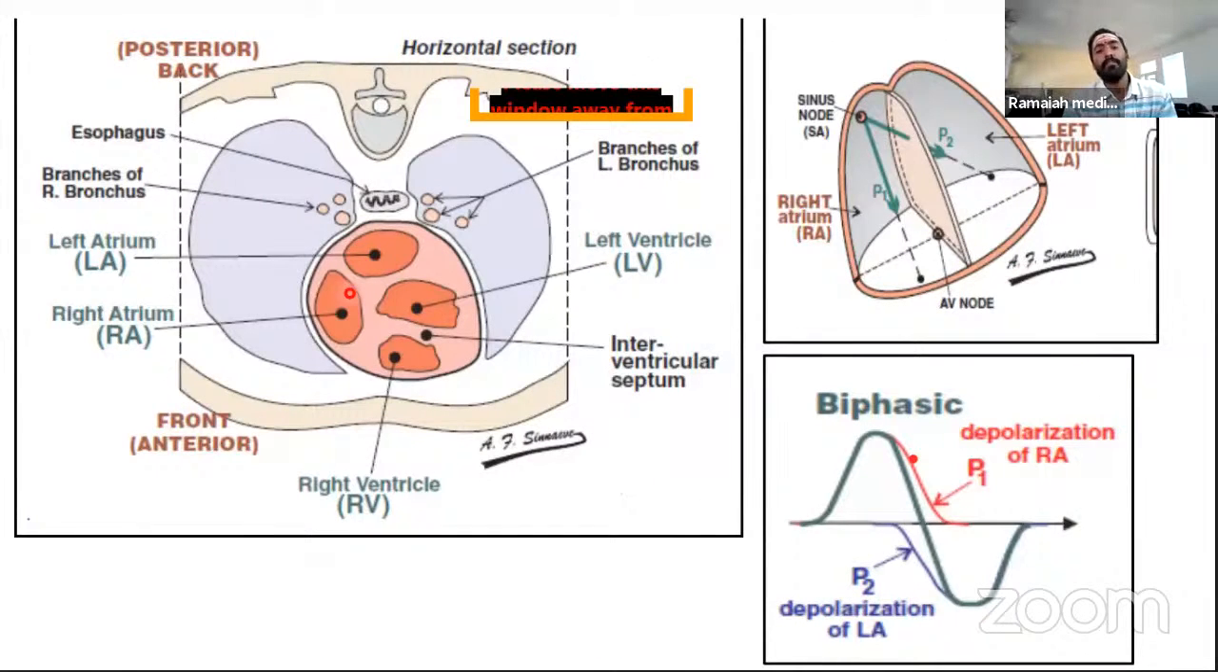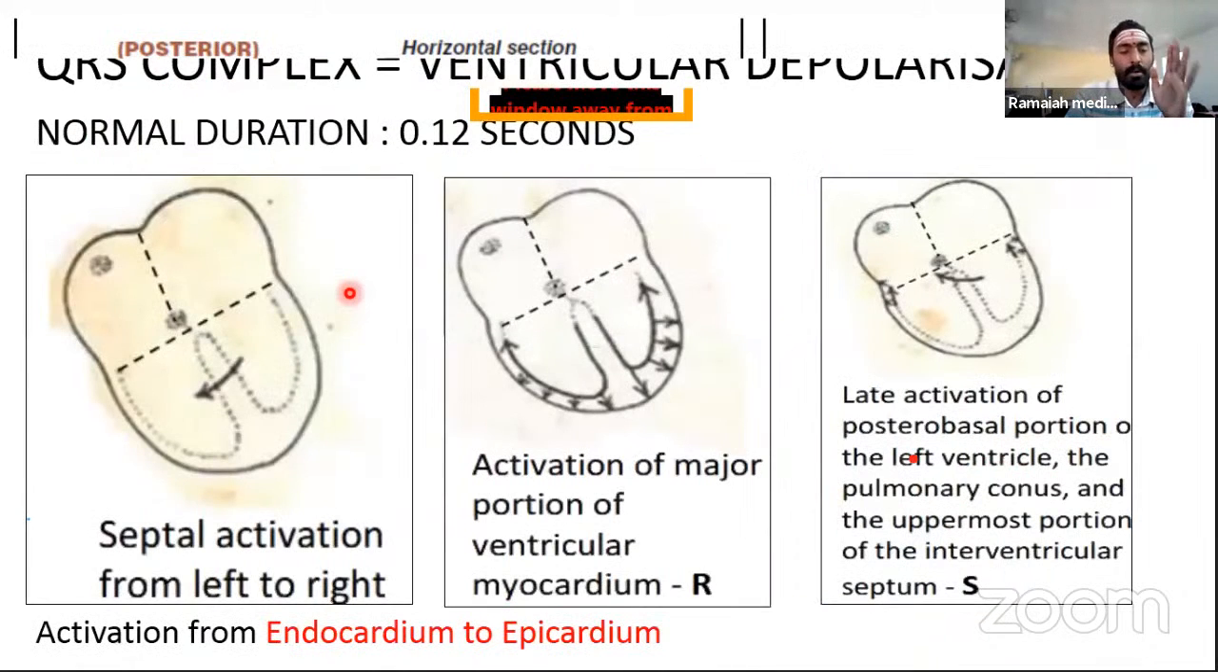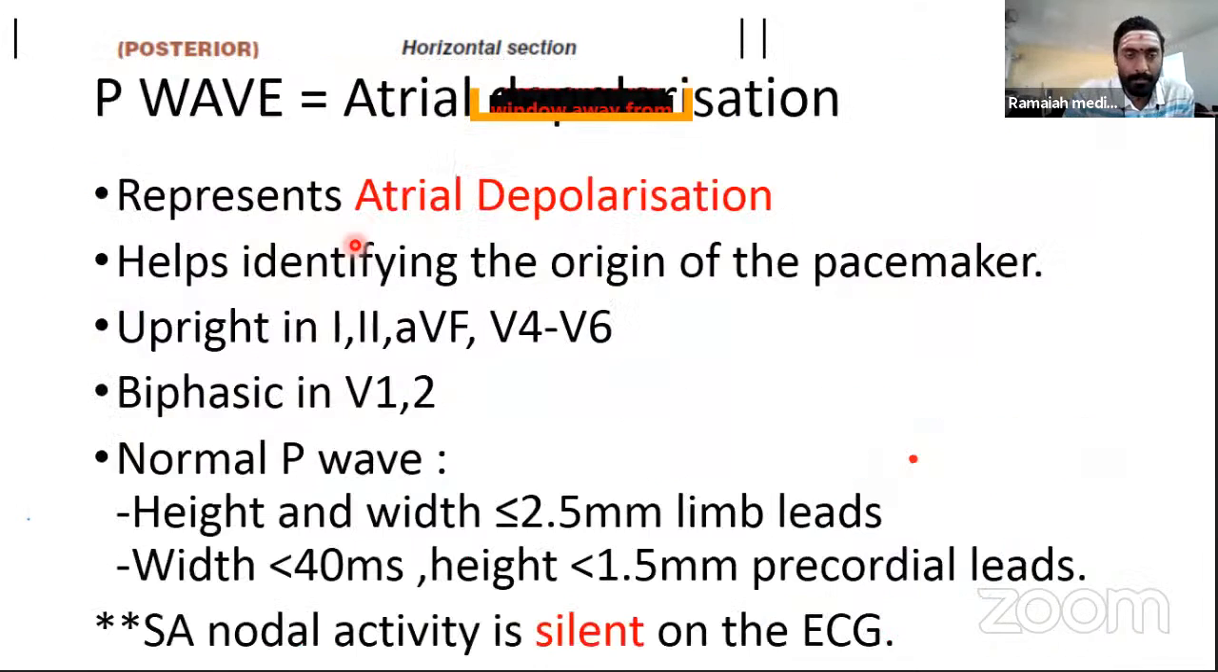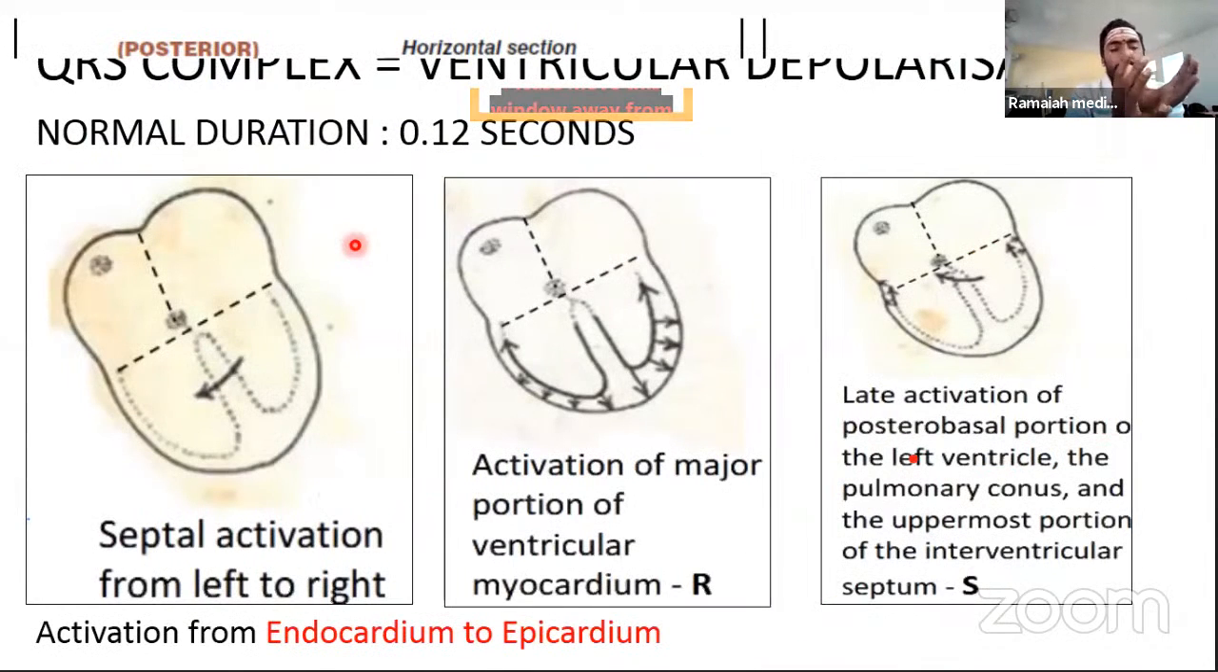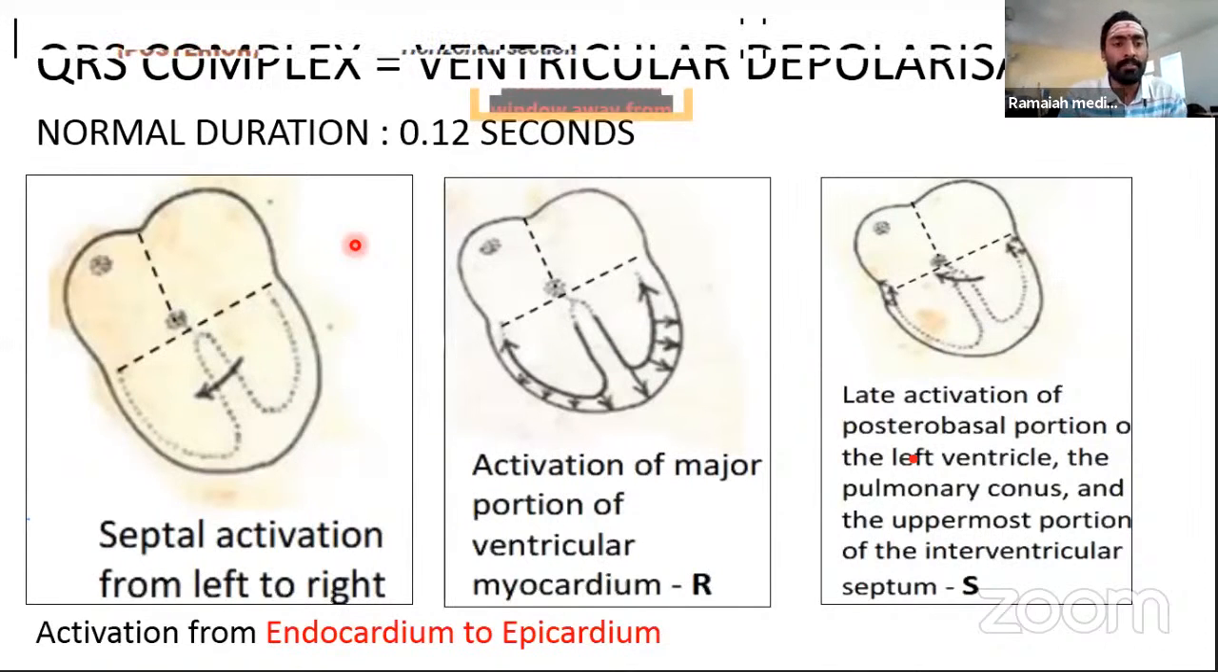So that is about the P wave. The normal duration and the normal dimension of the P wave should be known. Next we'll come to the QRS complex. Once the atrium is activated and the blood enters the ventricle, the ventricle has to be activated. The ventricular activation takes place in three parts, which is the QRS complex. The QRS complex has three parts, the first of which is the Q wave.